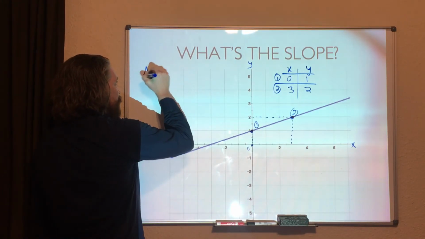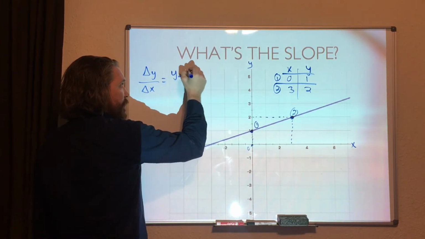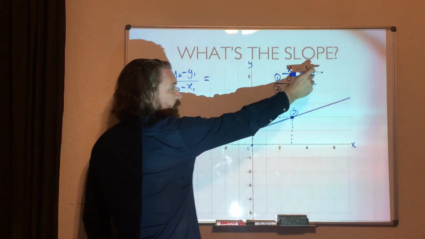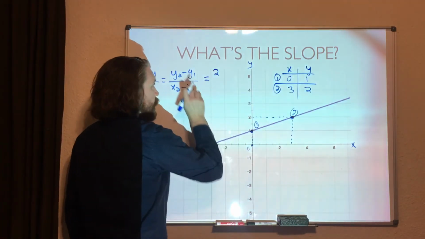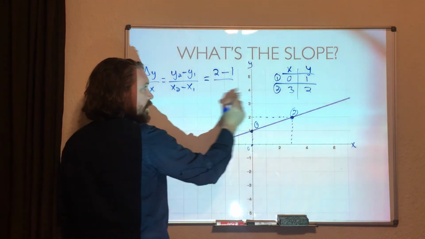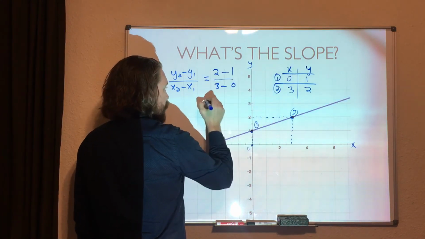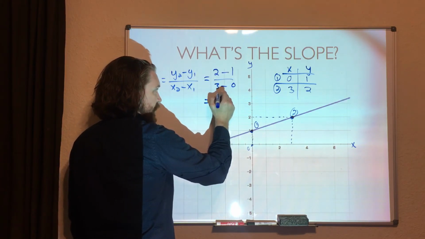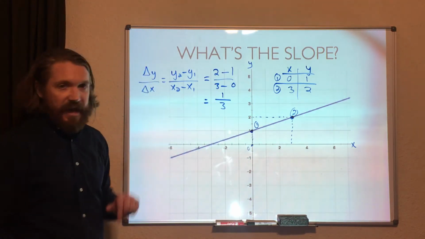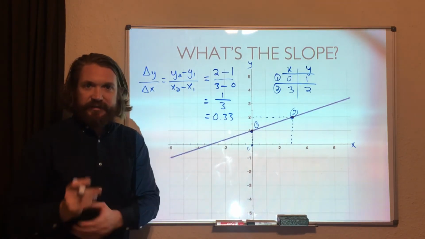Now, I use the same equation. Change in y over change in x. Rise over run, 2 minus 1. Every time. Plug in my numbers. Y2, I go to my chart. Y2 is 2. Y1 is 1. Okay. X2 minus X1. X2 is 3. Minus X1 is 0. Do this math. 2 minus 1 is 1, divided by 3 minus 0. 3 minus 0 is 3. And that is my slope. You can put this into your calculator and you will get 0.33. 1 divided by 3 is 0.33.